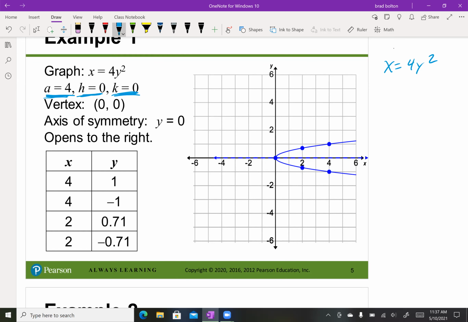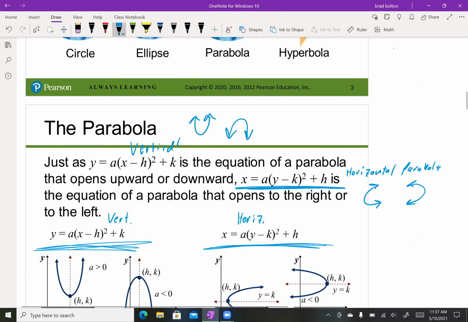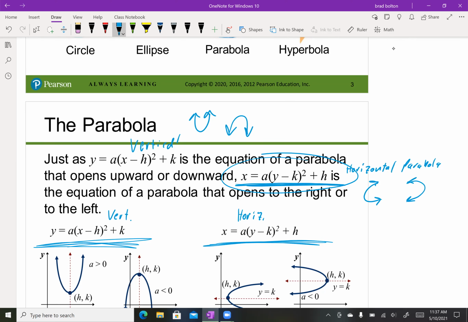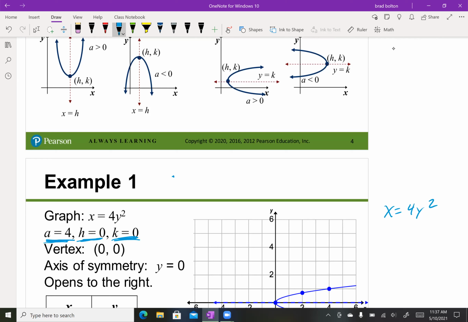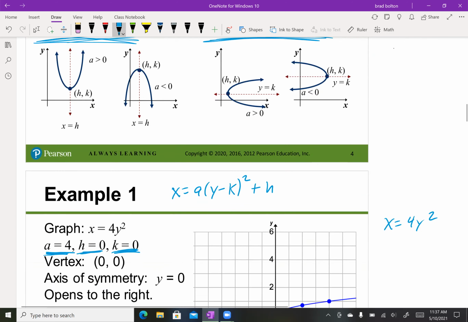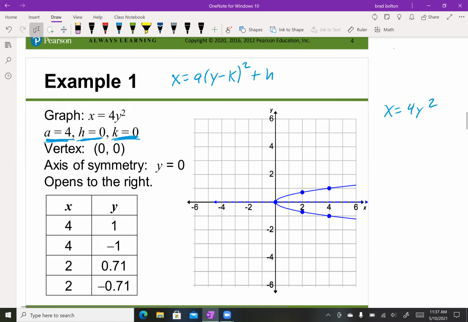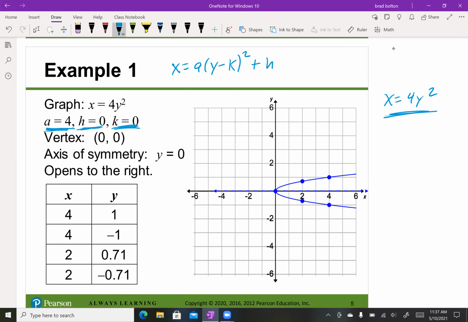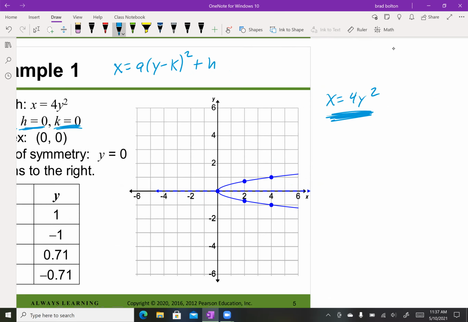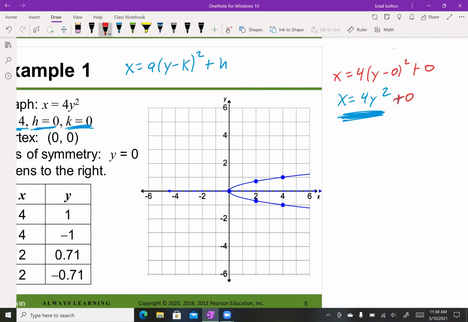Okay, and that's because if we go back up to this equation right here, a times y minus k. So if we do x equals a times y minus k squared plus h, right? If we go back to that equation, we see that right here there is no plus h, right? So it's technically, let me do it in red, it's technically plus 0. And then we also see that this is 4 times y minus 0 squared plus 0. So this would be basically how you could write it, okay?